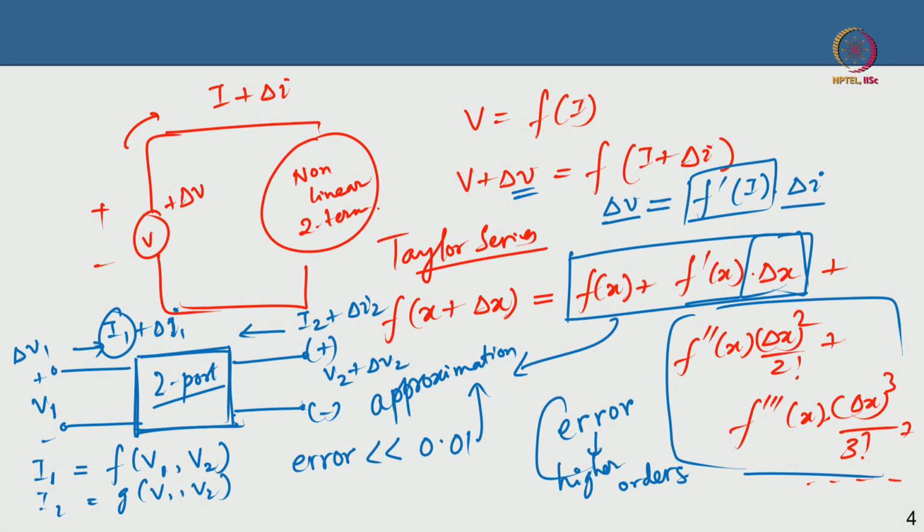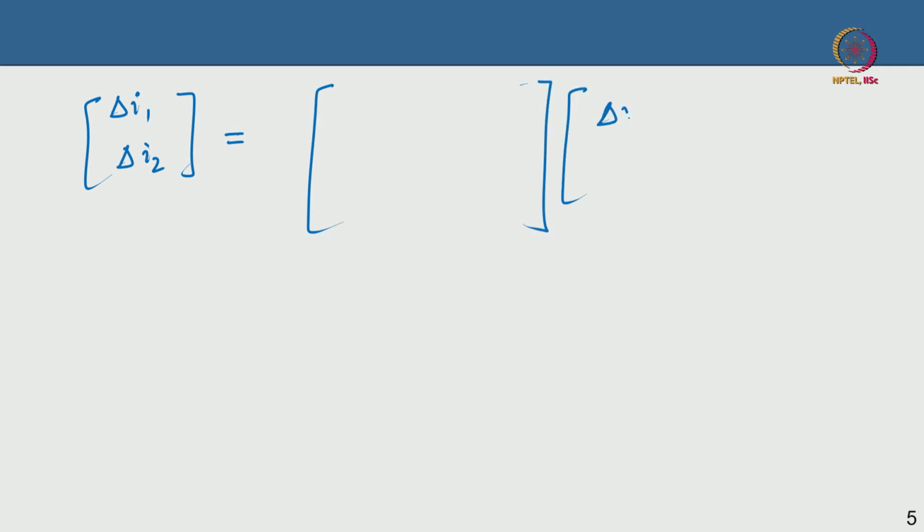Okay. Now what I can do is say that the perturbation in I1 and I2 that is happening, I can write in a matrix form as a function of the perturbation that I am giving, V1 and V2.